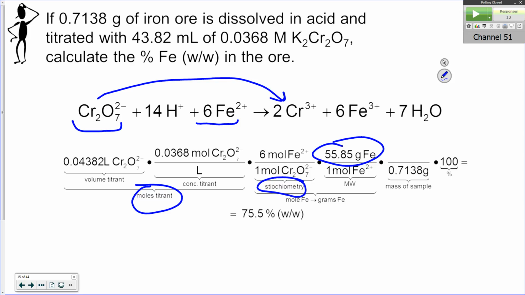This one doesn't want molarity. It wants percent weight or percent mass. So then what I have to do is take the mass of the iron, divide by the mass of the sample, times 100 to get percent iron out of it. So we're getting a different type of information.